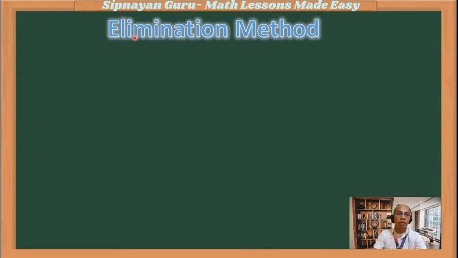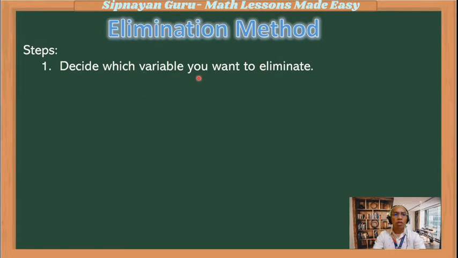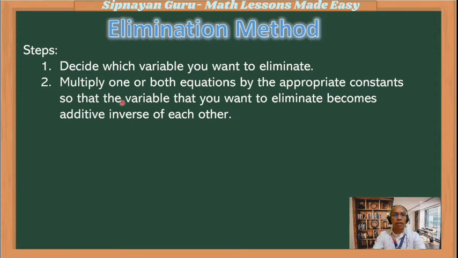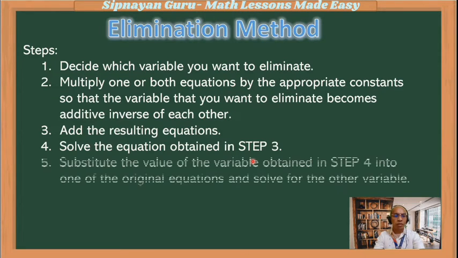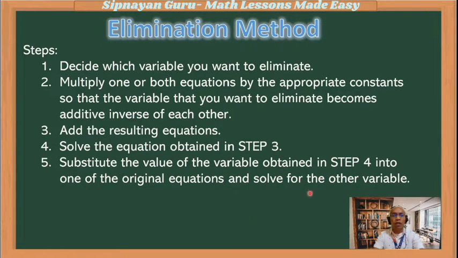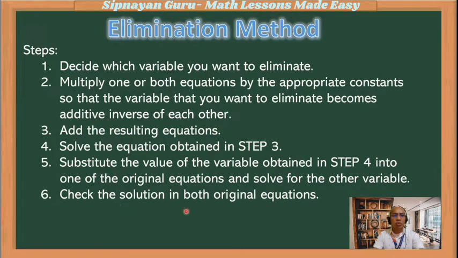These are the steps in solving systems of linear equations by elimination method. First, decide which variable you want to eliminate. Second, multiply one or both equations by an appropriate constant so that the variable that you want to eliminate becomes additive inverse of each other. Third, add the resulting equations and solve the equation obtained. Fourth, substitute the value of the variable obtained in step 3 into one of the original equations and solve for the other variable, and check the solutions in both original equations.